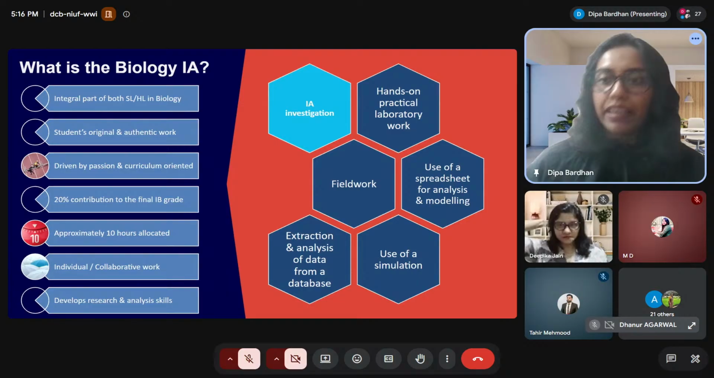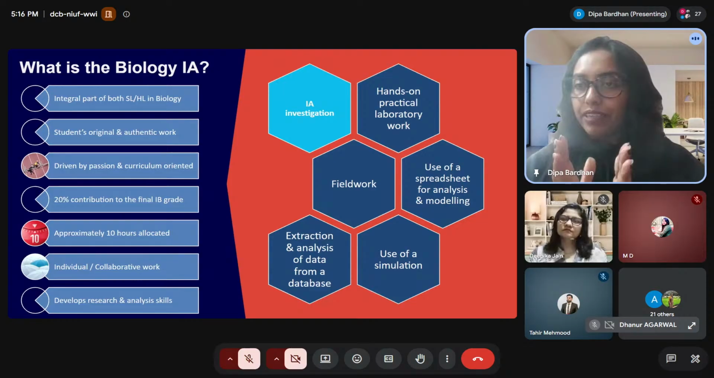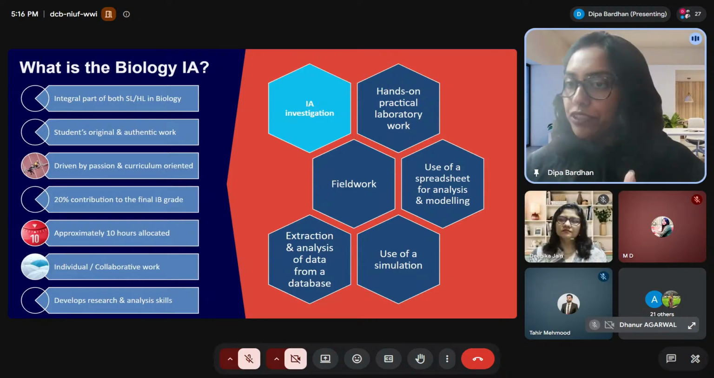Again, as I told you, it may be individual or collaborative, but the RQs must be different. With collaborative work, there is a big doubt nowadays. What is collaborative? IB says the RQ needs to be different. The data collected needs to be different. So I will give a very quick example.